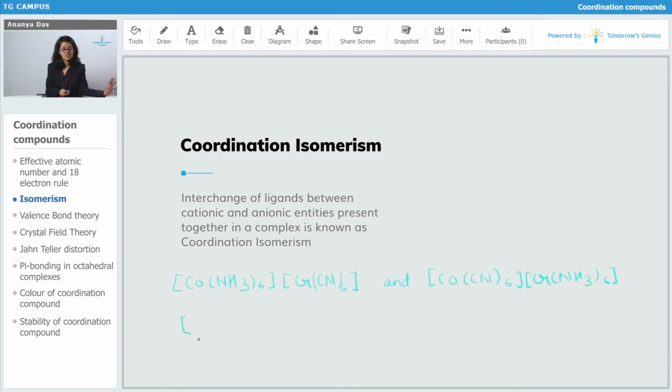And it does not mean that the entire set of ligands has to be rearranged or replaced or interchanged. If I take [Pt(NH3)4][PtCl4], this we have already done, then I just exchange one ligand. On exchange of one ligand we get [Pt(NH3)3Cl][Pt(NH3)Cl3]. This is also a coordination isomer. Basically what I mean to say is, it's not necessary to take the entire set of ligands and exchange it. You can exchange 1 or 2 ligands also, and that will also classify as coordination isomerism.